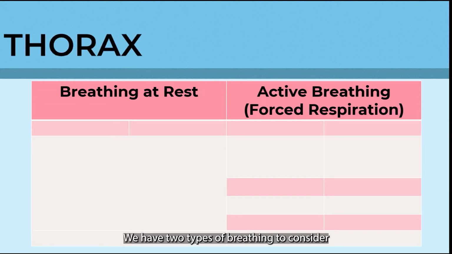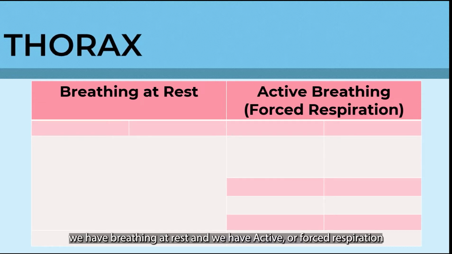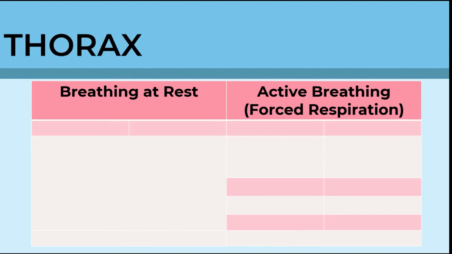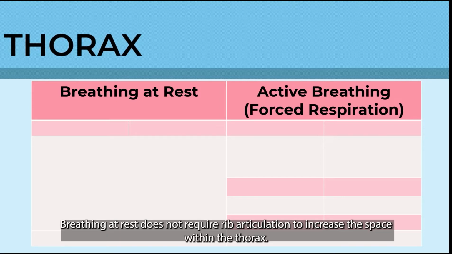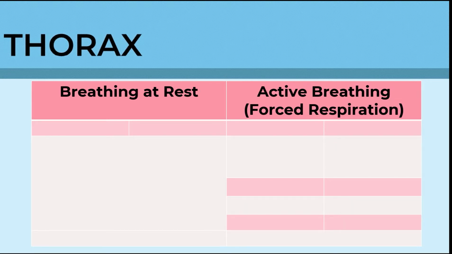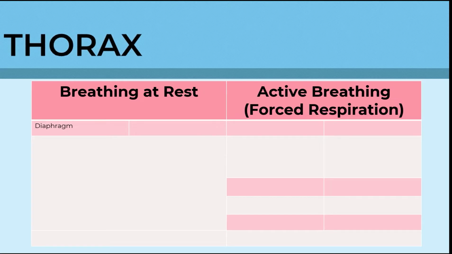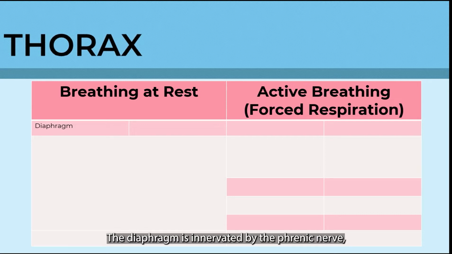We have two types of breathing to consider. We have breathing at rest, and we have active or forced respiration that is undertaken during stress or activity. Breathing at rest does not require the rib articulation to increase the space within the thorax. Instead, it relies on the action of the diaphragm as demonstrated in the bell jar clip. The diaphragm is innervated by the phrenic nerve, which comes from the spinal roots C3, C4 and C5.